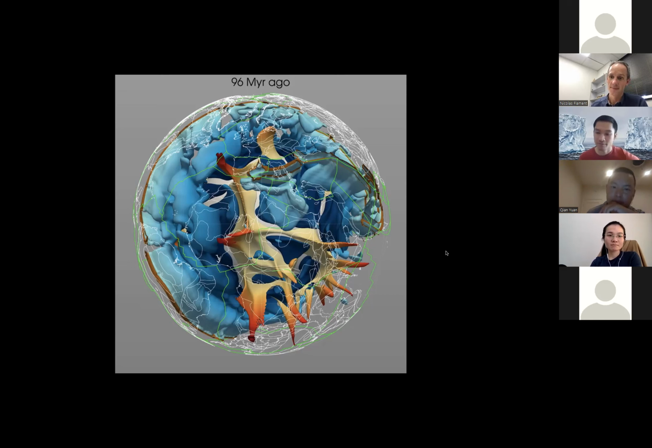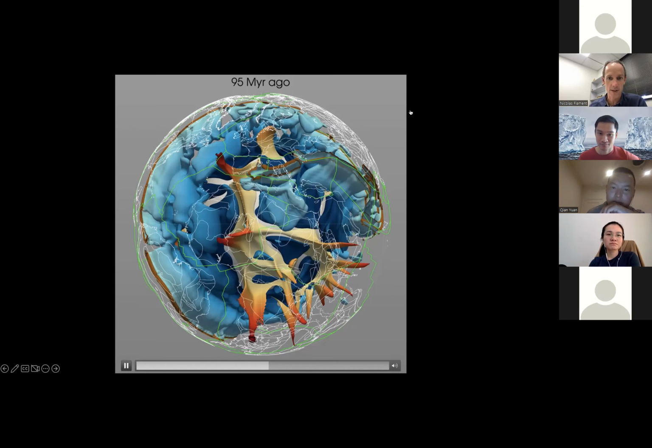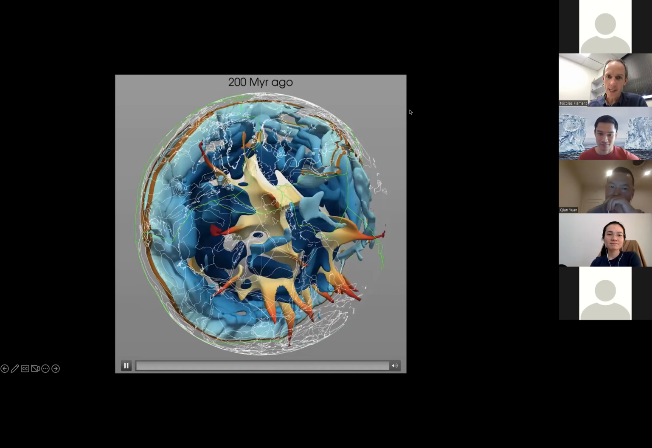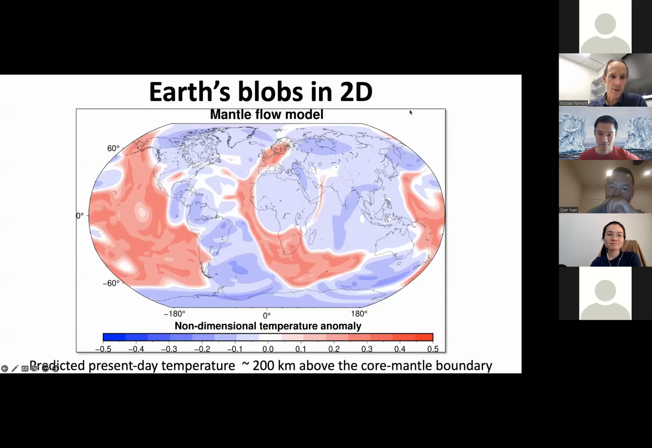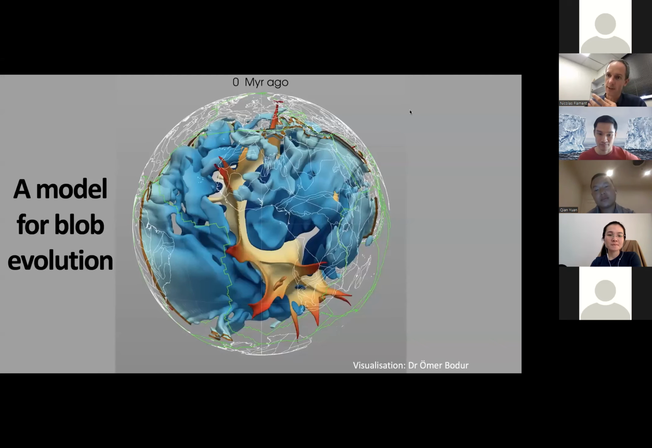But you didn't impose the location of the blobs, like in the initial conditions. It was a fairly uniform correct initial condition. That's right. Yeah, so in these models, that's what I do. Then one could play with that. I don't think the end result would be that different, because there's a billion years of history.